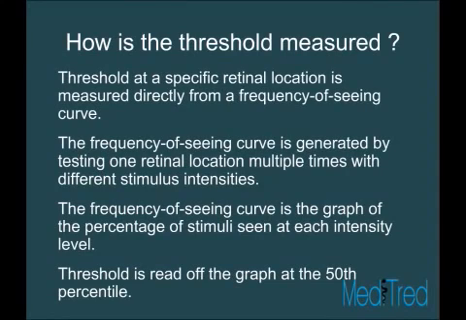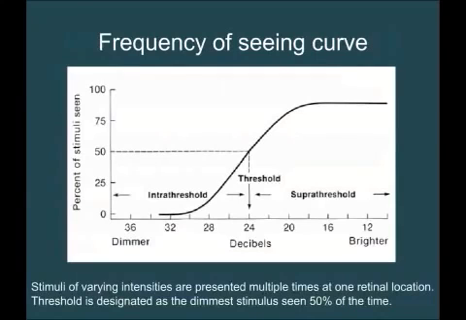The frequency of seeing curve is generated by testing one retinal location multiple times with different stimulus intensities. The frequency of seeing curve is the graph of the percentage of stimuli seen at each intensity level. The threshold is then read off the graph at the 50th percentile. This is a schematic of a frequency of seeing curve, noting that dimmer lights are infrathreshold and suprathreshold lights are brighter. The decibel value of the 50th percentile of stimuli seen is then designated as the threshold value.